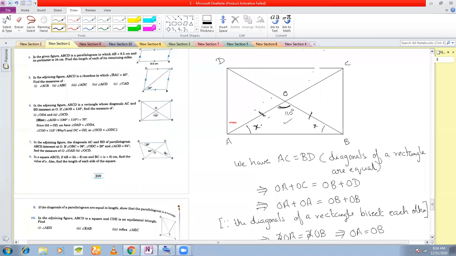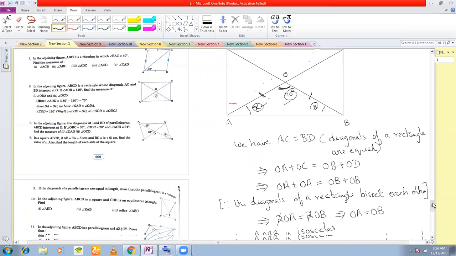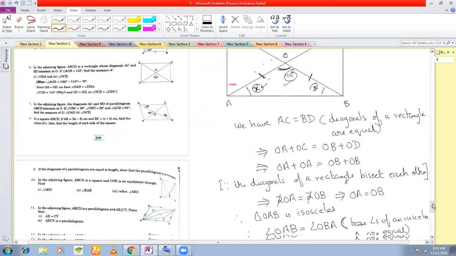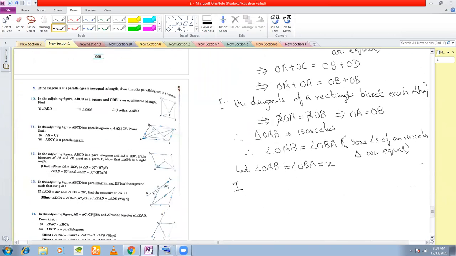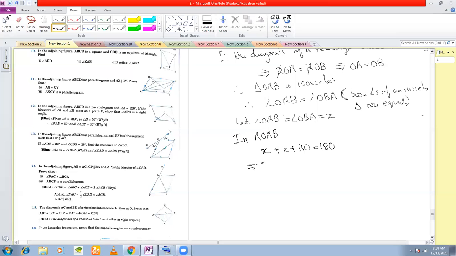So now we have taken these two angles as x. That means now in this triangle, x plus x plus 110 degree must be equal to 180 degree because sum of interior angles of a triangle is 180 degree. So we'll write that in triangle OAB, x plus x plus 110 must be equal to 180. We solve this equation to get the value of x. 2x plus 110 equal to 180 degree. And you'll give your reason also here. Sum of interior angles of a triangle is 180 degree.